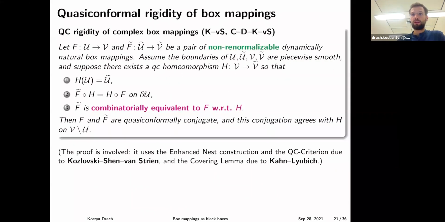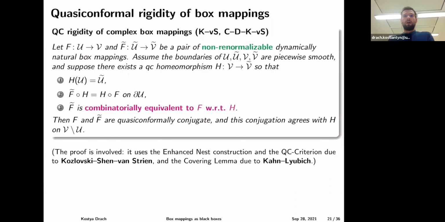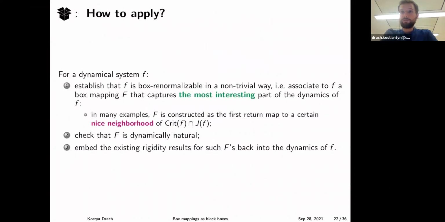And again, this is an involved result, which uses a lot of machinery that was developed previously. Again, this enhanced nest construction, covering lemma, and there's an additional analytic tool about quasi-conformal maps called QC criterion. Okay, so that was our toolbox. And now the question, how do we apply it?